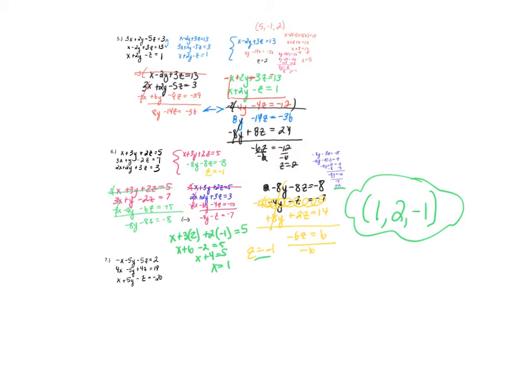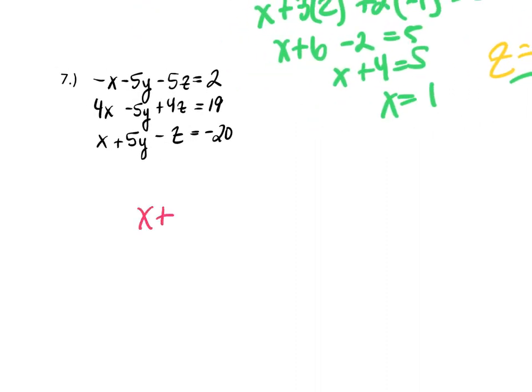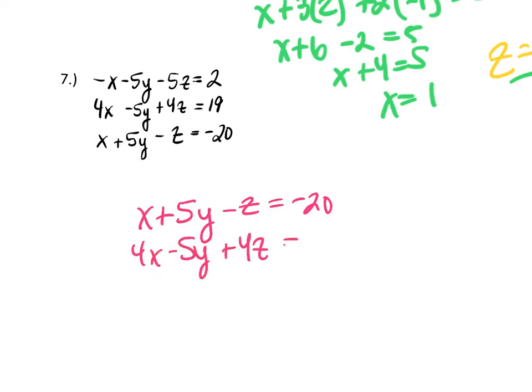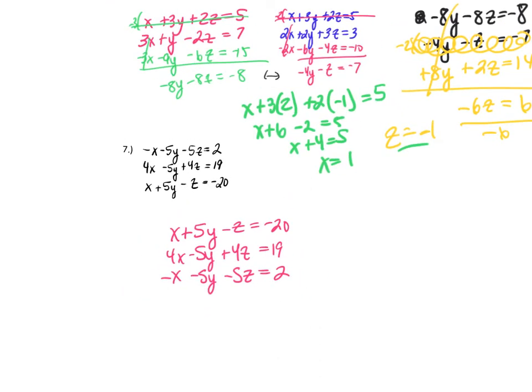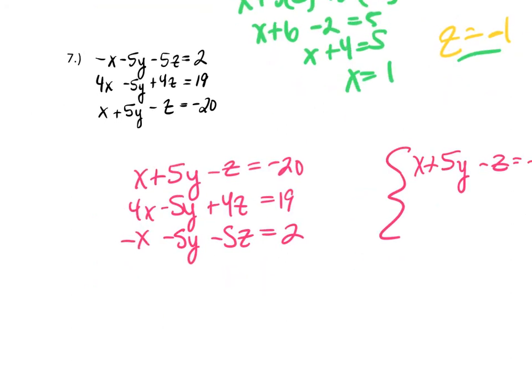All right, we okay? Okay, so let's put the top equation to be x plus 5y minus z equals negative 20. And then we'll have 4x minus 5y plus 4z equals 19. And then negative x minus 5y minus 5z equals 2. Again, guys, you want the first equation to start off with a positive 1x coefficient. So we have x plus 5y minus z equals negative 20.